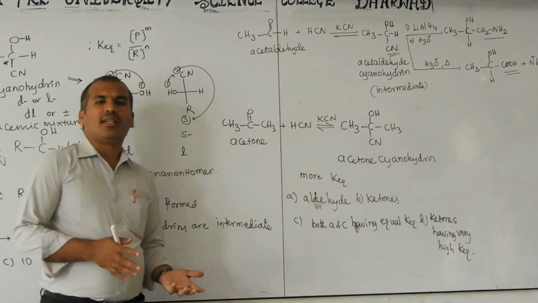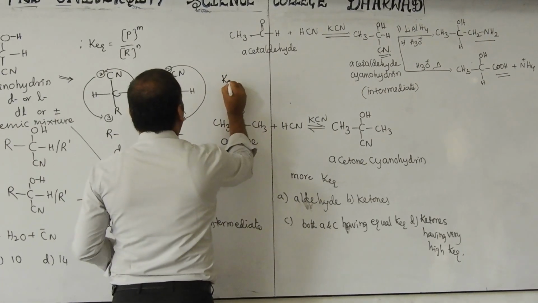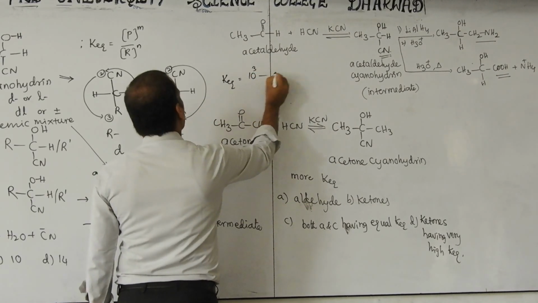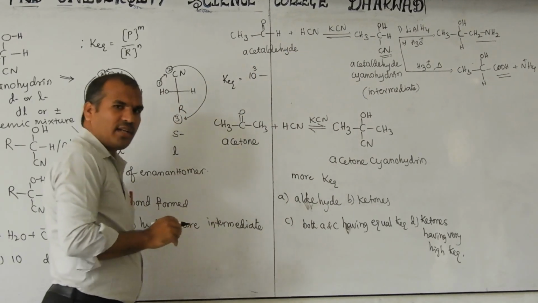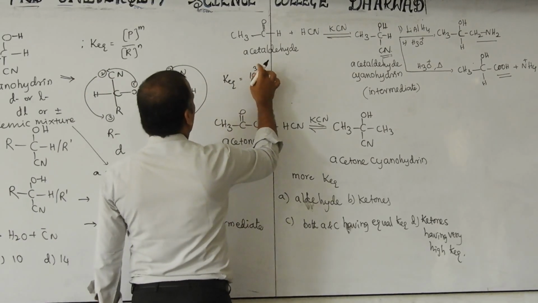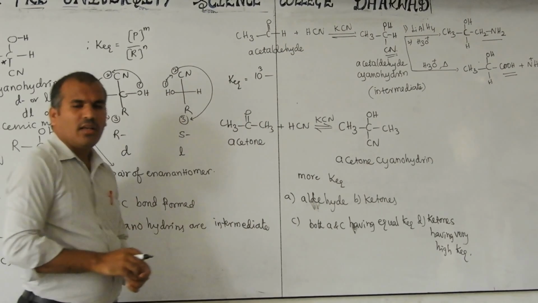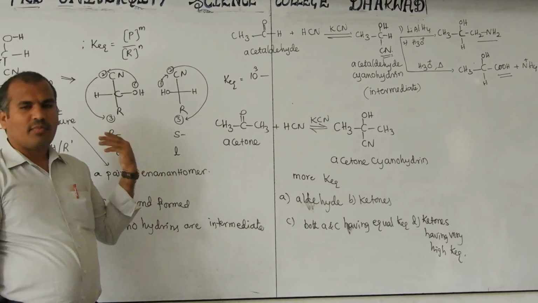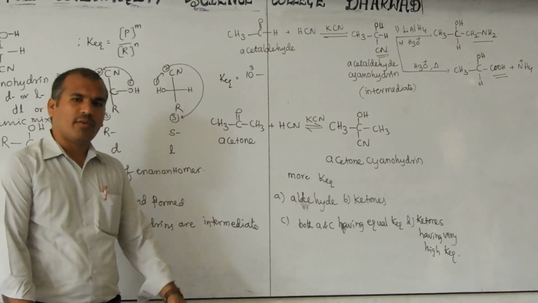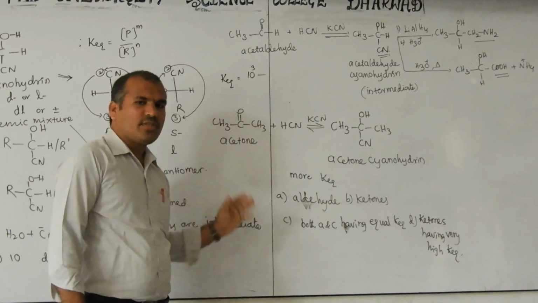K equilibrium, what is that? You learned this in the equilibrium chapter. If K equilibrium is 10 power 3 or any higher value, that is a forward reaction. If it is less than that, it is called a backward reaction. Once again, refer to the chemical equilibrium chapter. A higher K equilibrium value means forward reaction. Like this, we have to check.